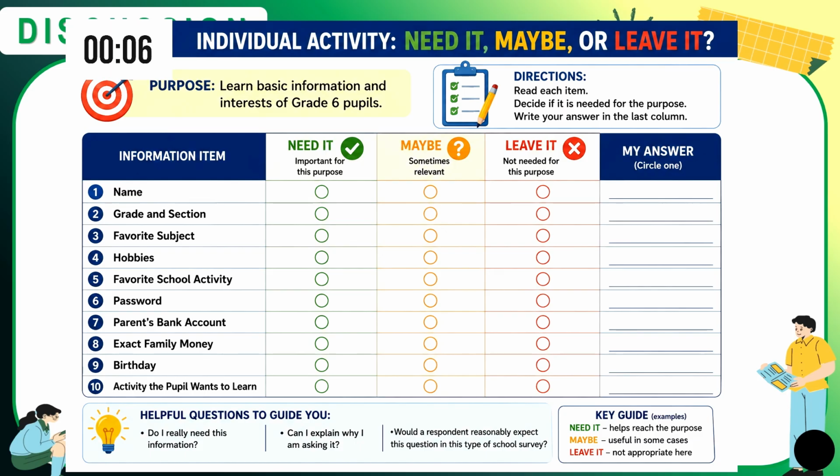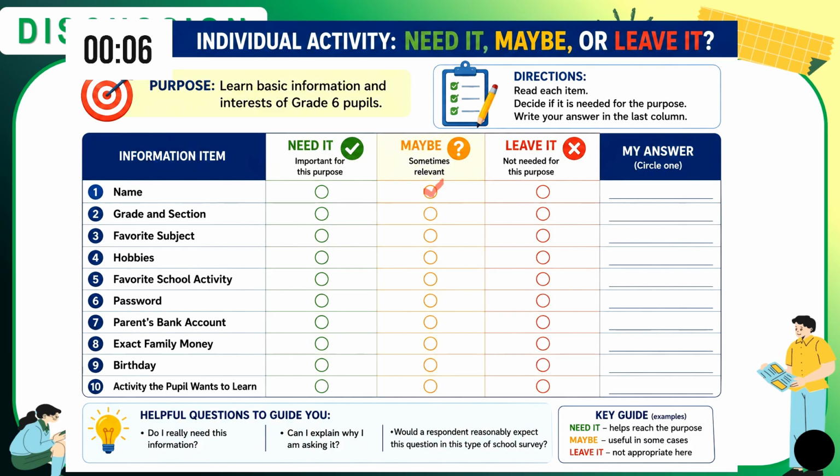Okay, time is up. Let us answer the 10 questions. Number 1, name. What do you think is the answer? The answer for name is maybe. Why maybe? A name can help identify a pupil, but it is not always necessary to learn about pupils' interests. If the survey is anonymous, pupils do not need to give their name.